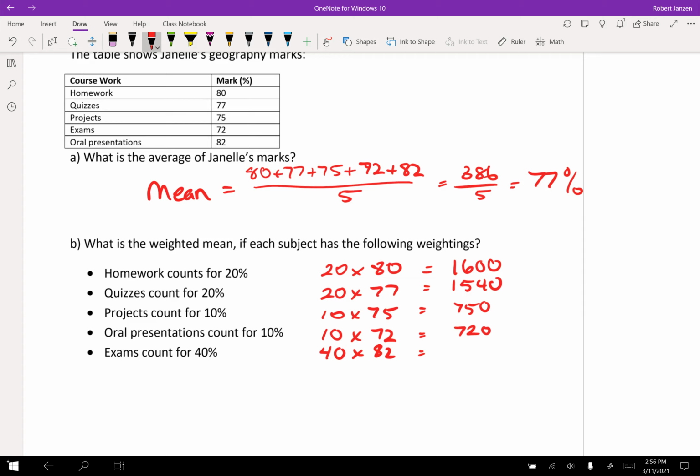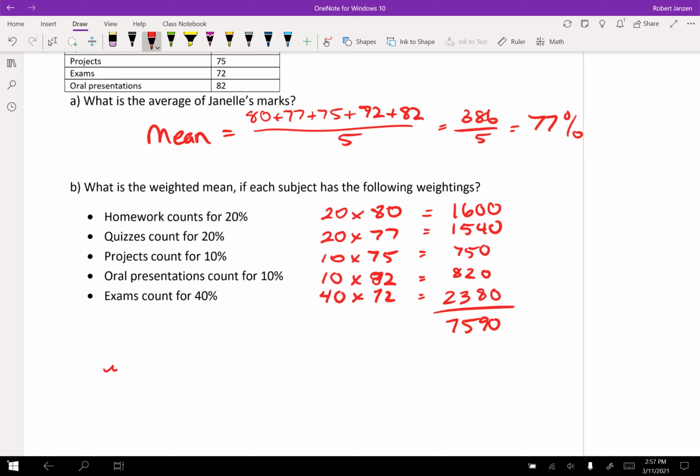Oh, I looked backwards. The oral presentations was actually 82. I didn't read that carefully. And this was 72. So this is 820. Okay, and then the last one would be 2,380. If I add those up, I get this.